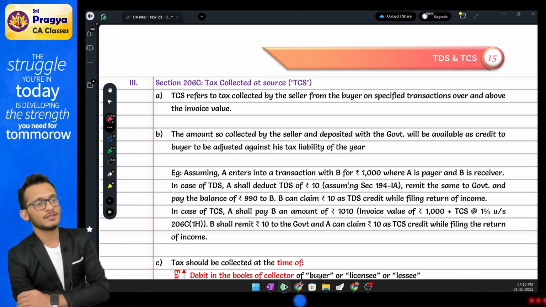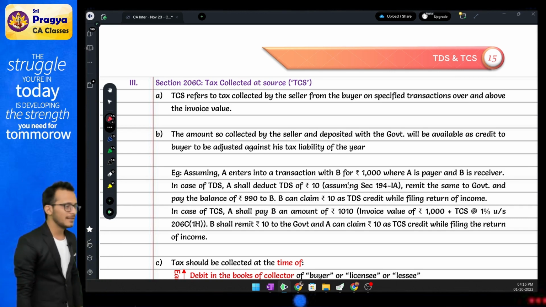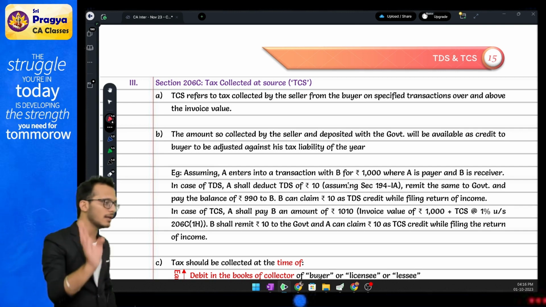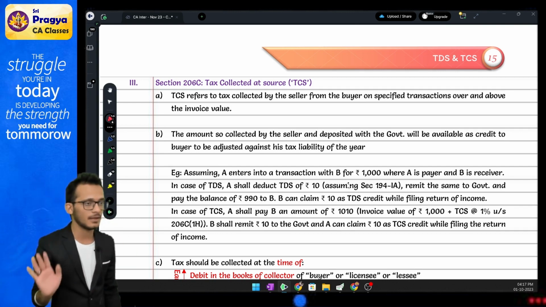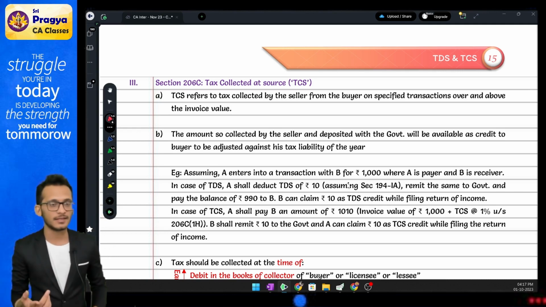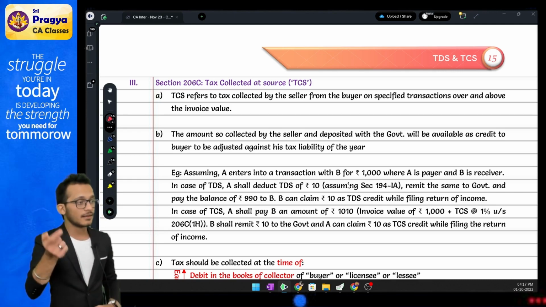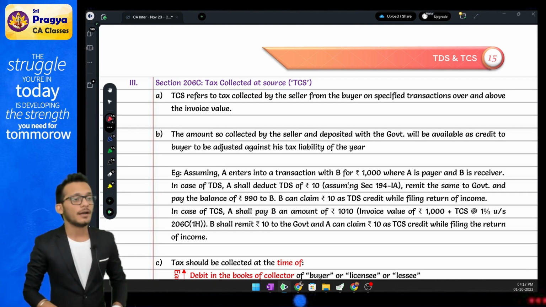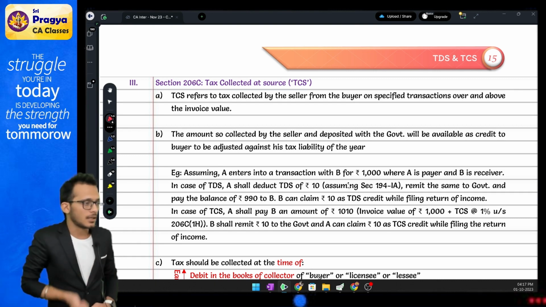This is what the provisions are saying. Rahul, how does this work? They have identified some goods, and on those goods, TCS applies at a specified rate. Now in this also they say it is payment or credit, whichever is earlier. But there it was credit, here it is debit, because now you are looking from the perspective of the collector.